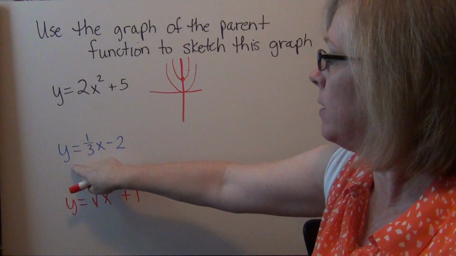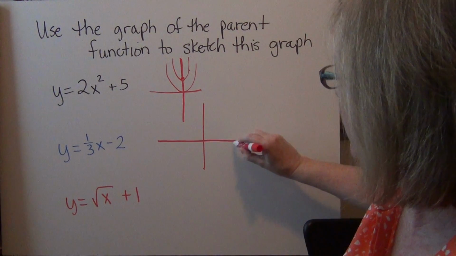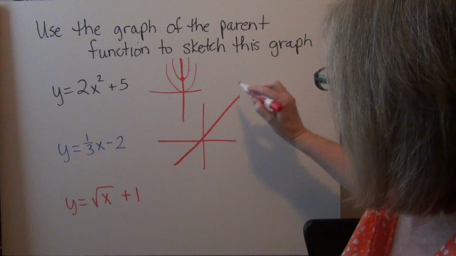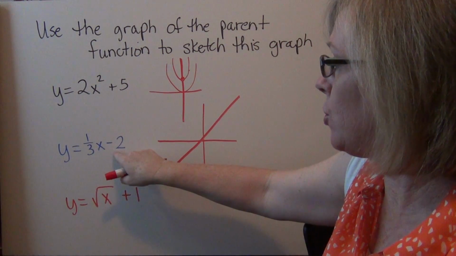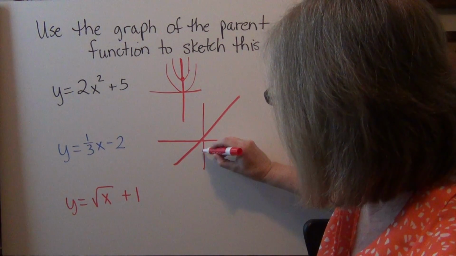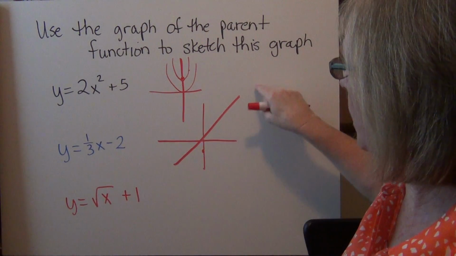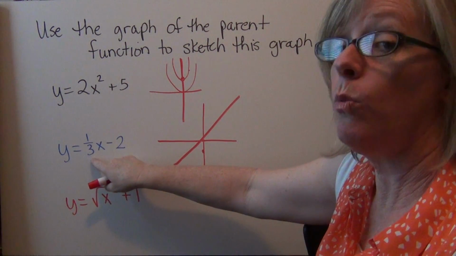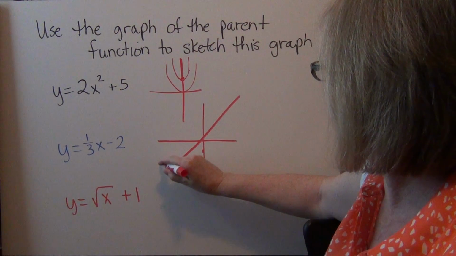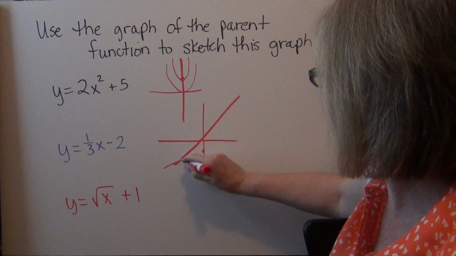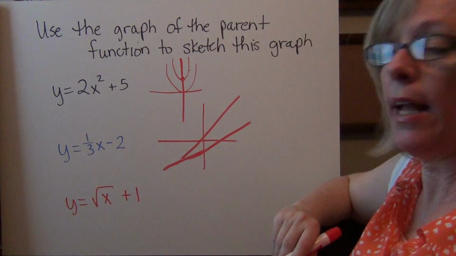The second one, I notice that it's linear because I don't have an exponent on my x. So first thing I'll do is draw the parent graph, y equals x. But take a look, I have a minus 2. So I know I'm going to cut through here instead of there. And instead of this same slope of 1, I have a slope of 1/3. That means it's quite a bit flatter. Okay? So I'm going to get a graph that looks more like, whoops, not so messy. That looks more like that.